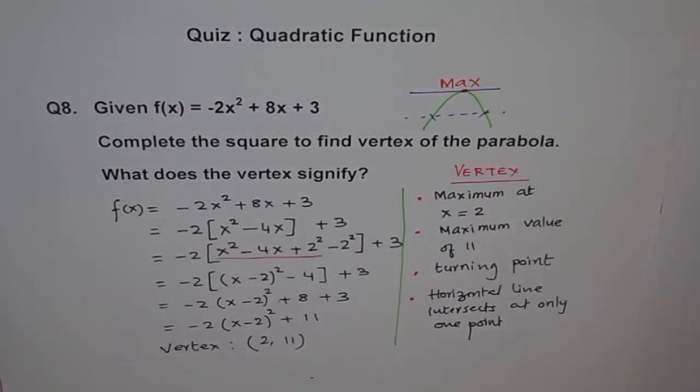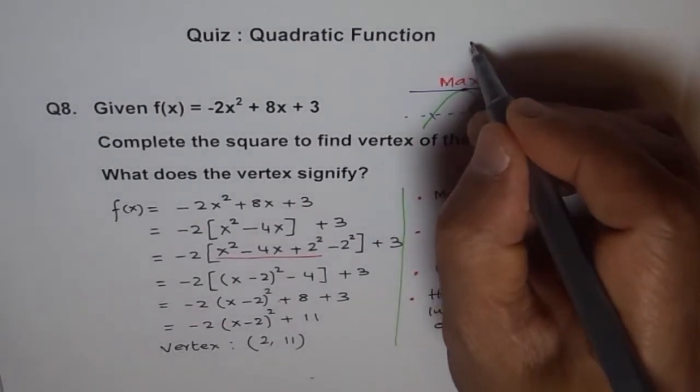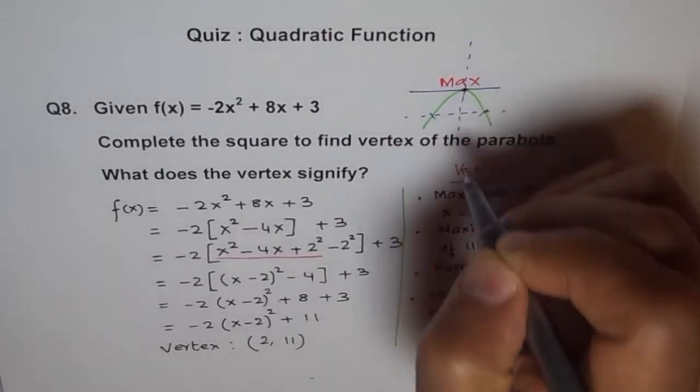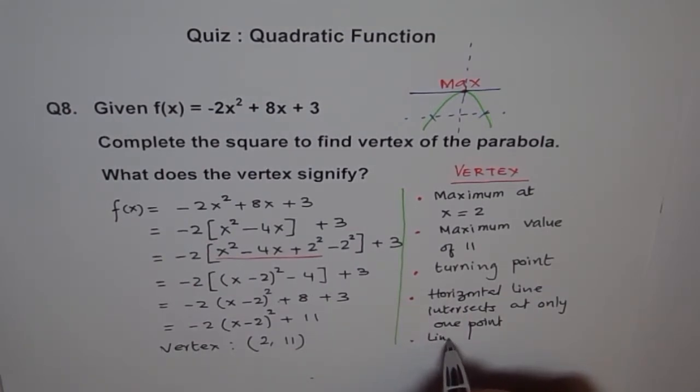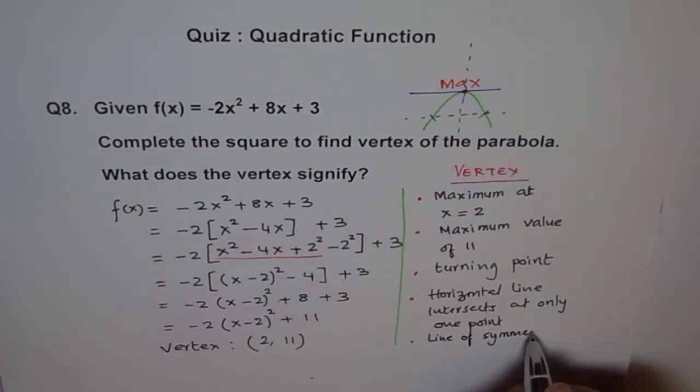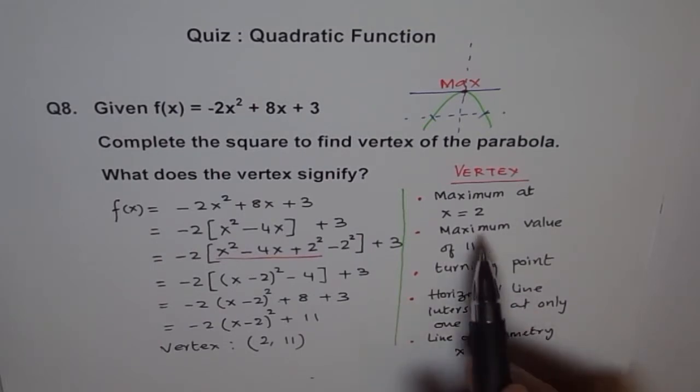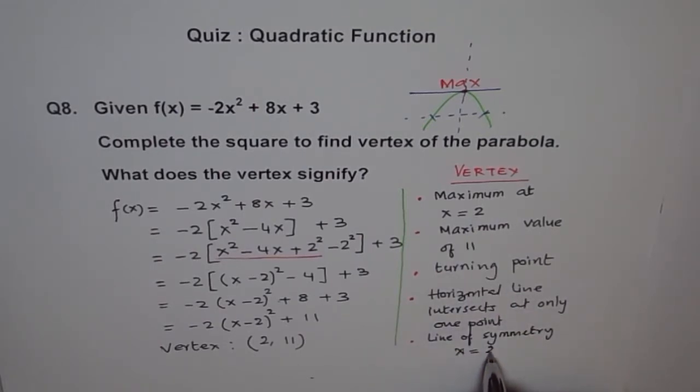Now, the vertex also gives you the line of symmetry. Do you see that line of symmetry? So, one more thing which we can write here is that the line of symmetry is x equals the x value, which is 2. Do you see that? So many things the vertex signifies, correct?